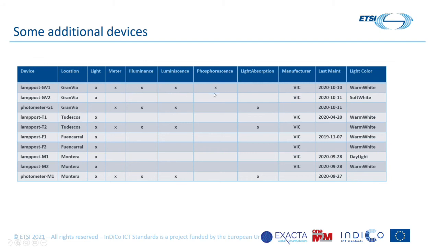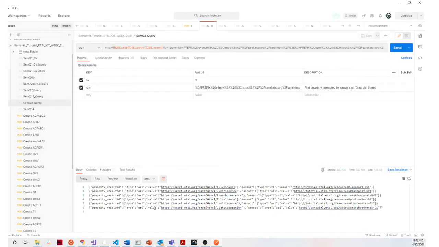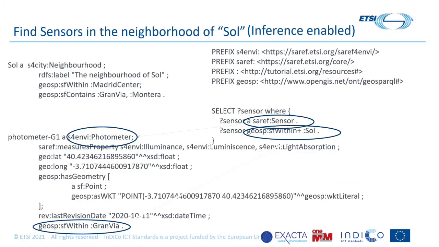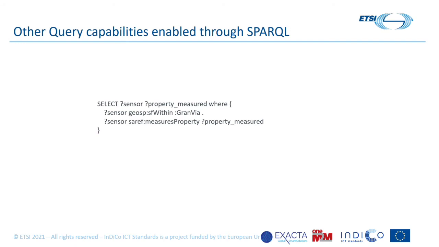Right, here's the 3 for GV1, and then for this was on Montero Street, I believe, or for G1. For G1, it was these three: light absorption, luminescence, and illuminance. And again, looking at the query for that, the point here is that for the Sparkle query, we can have it return various information from the content of the semantic descriptors that were provided.